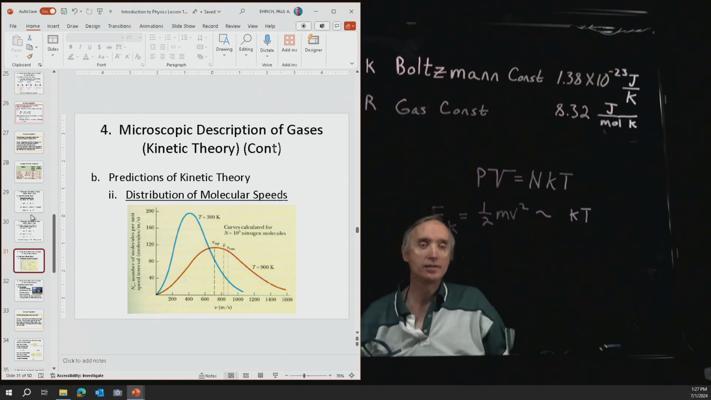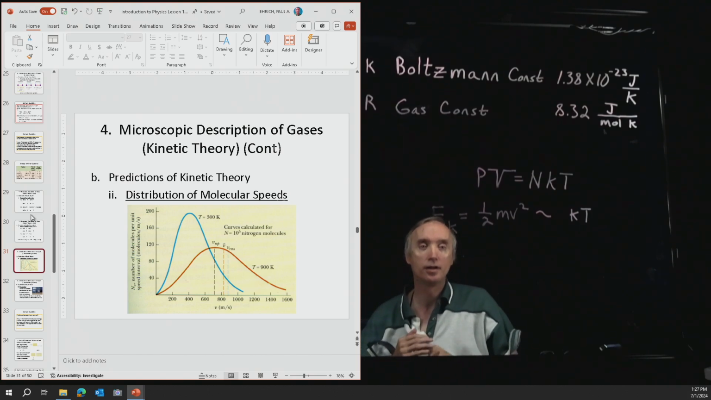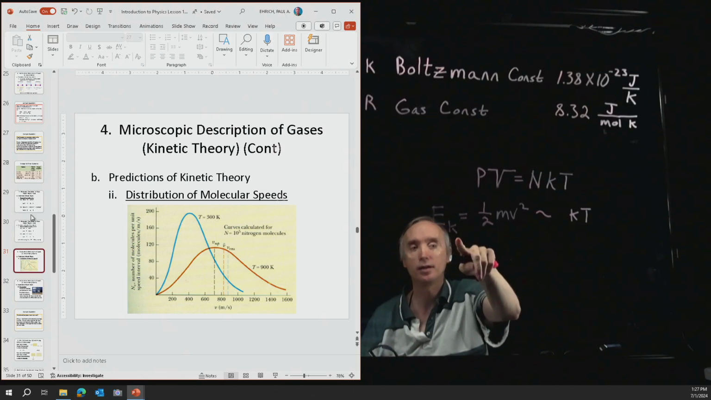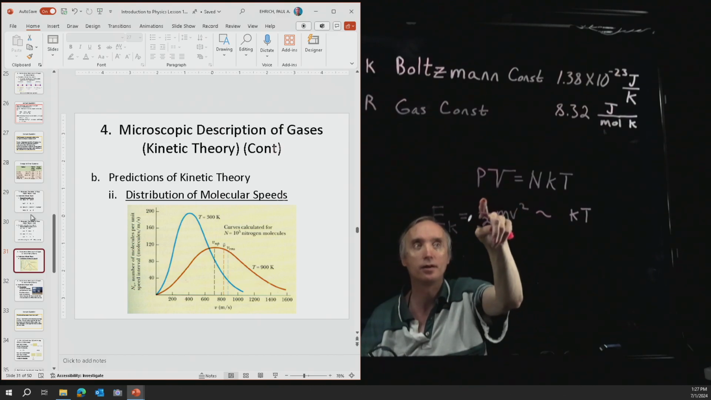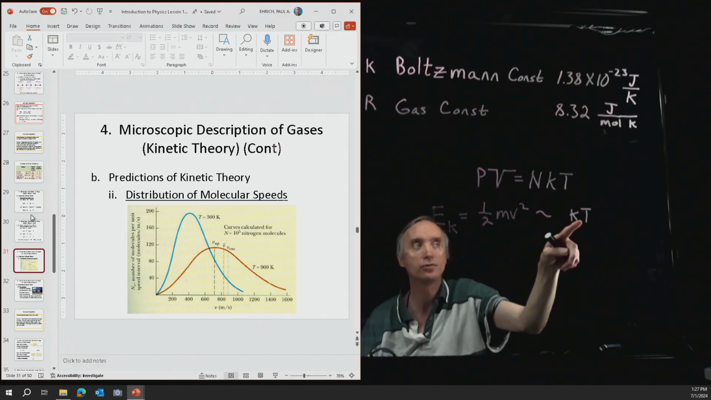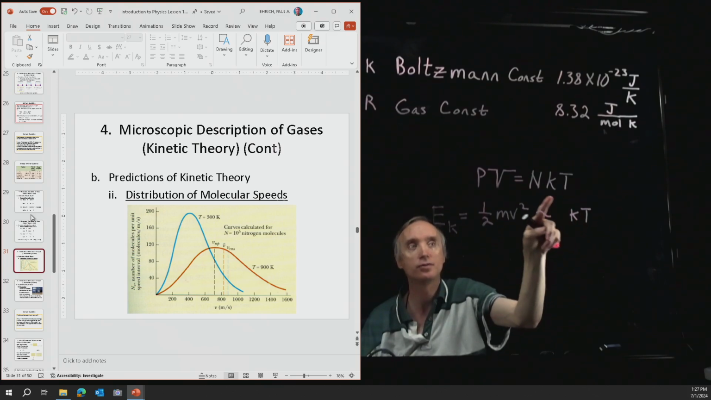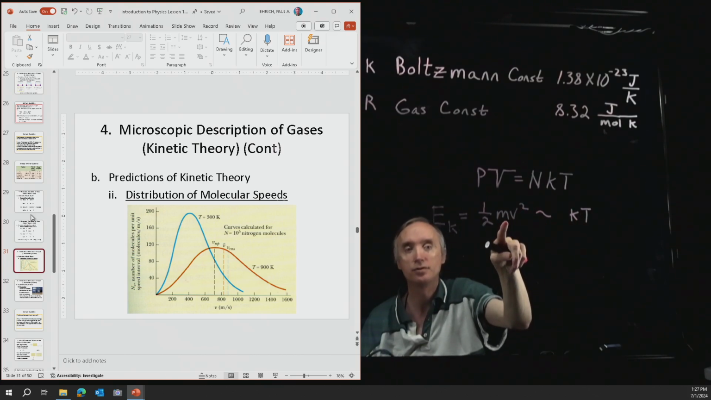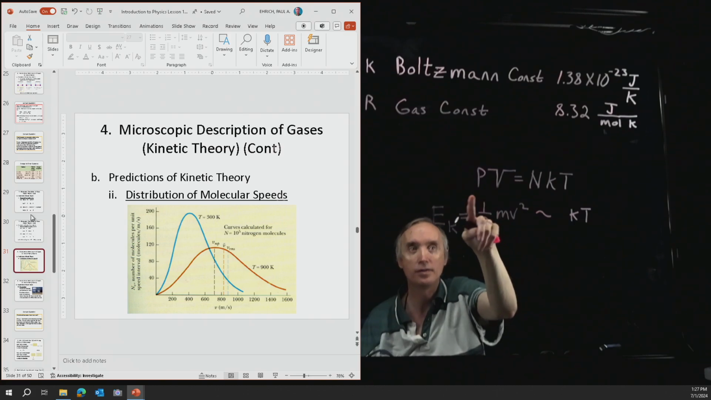Okay, so this is going to be our last segment talking about kinetic theory. And so here's our fundamental idea. The average kinetic energy of molecules is going to be proportional to their temperature. So as you raise the temperature, it's going to raise the average energy that the molecules have.